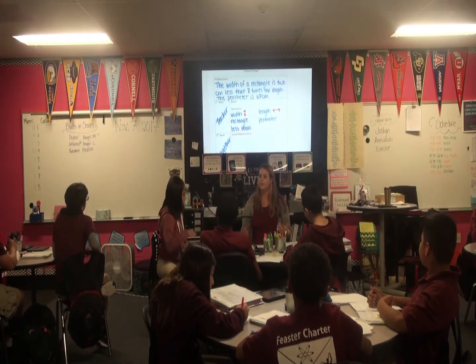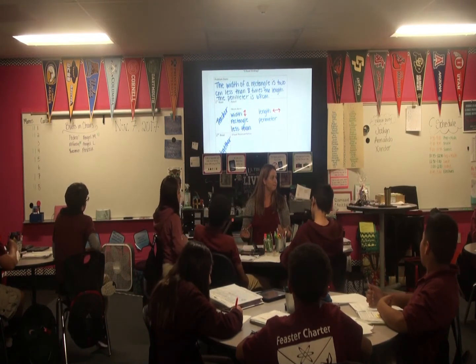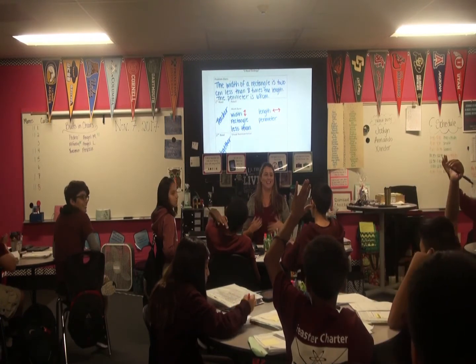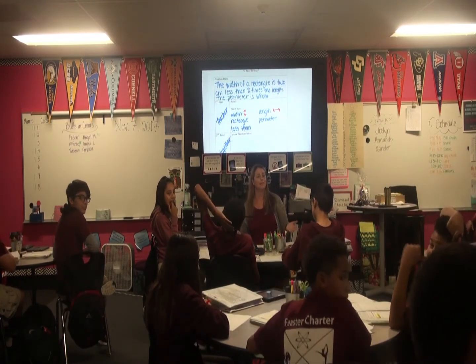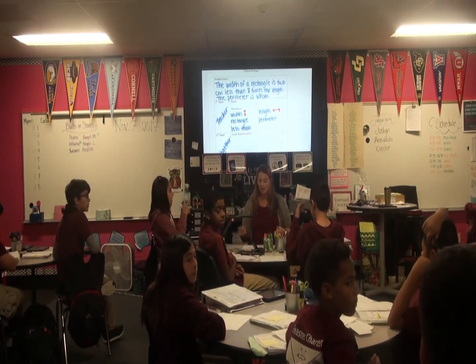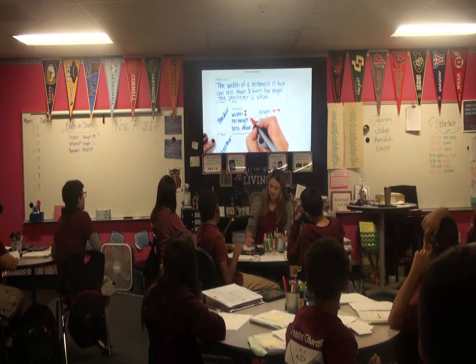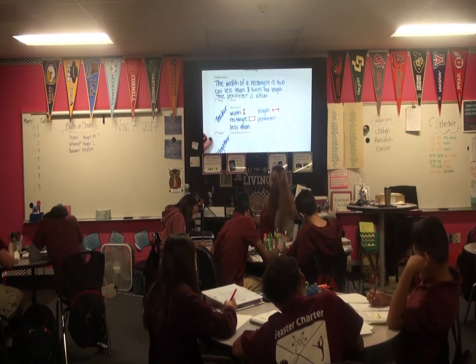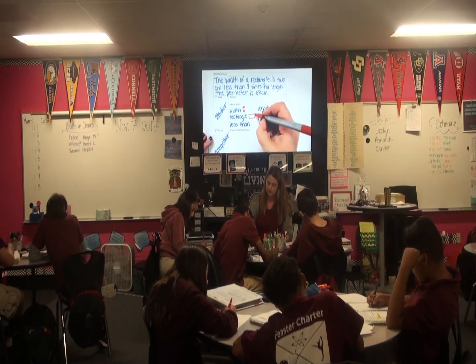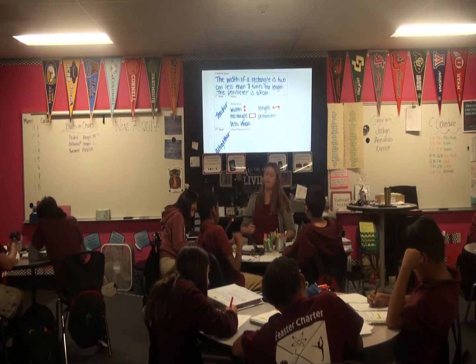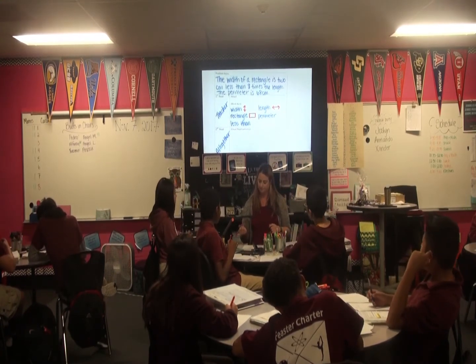Rectangle. What's the difference between a rectangle and a square? A square has equal sides and a rectangle doesn't. Perfect. So let's draw ourselves a little rectangle to remember that it has 2 sets of parallel sides. 2 sides are shorter than the other 2, and that's what makes it different from a square.